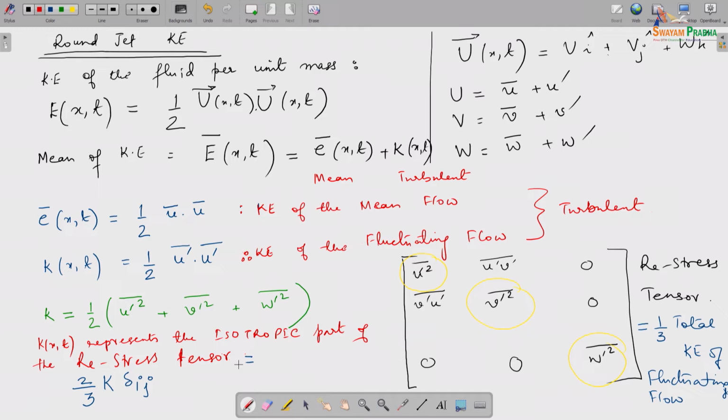Now, the anisotropic parts, which are these two, these also scale. We said 1/3 of these three values are basically 1/3 of the total kinetic energy of the fluctuating flow. Now these two, the anisotropic ones, also.